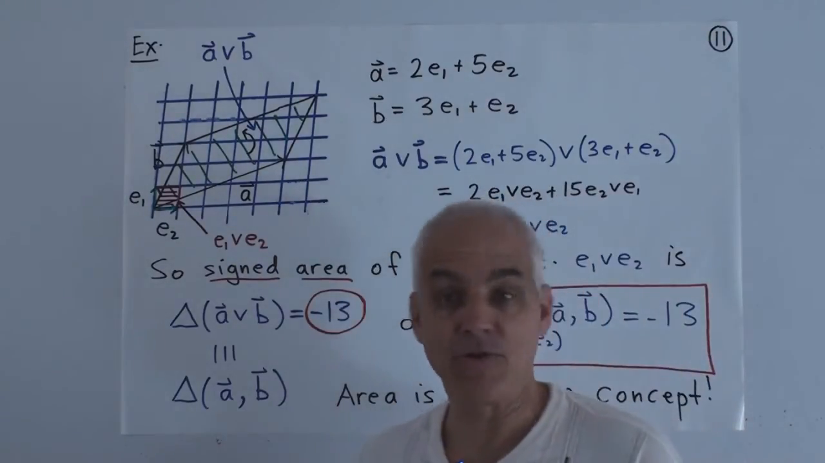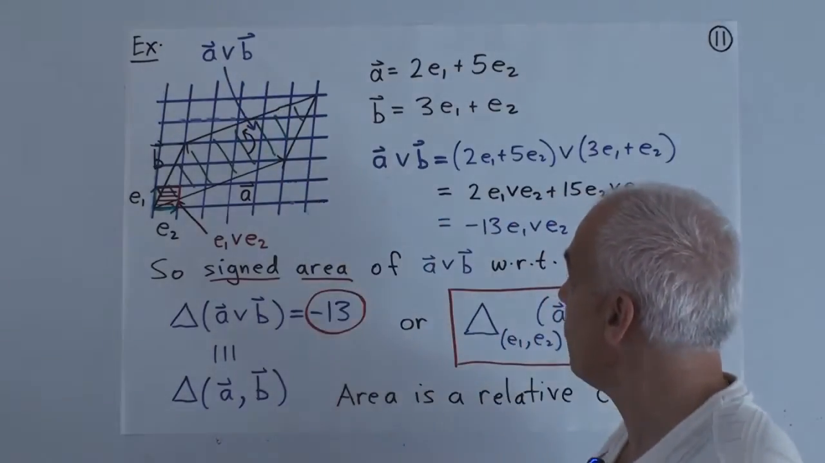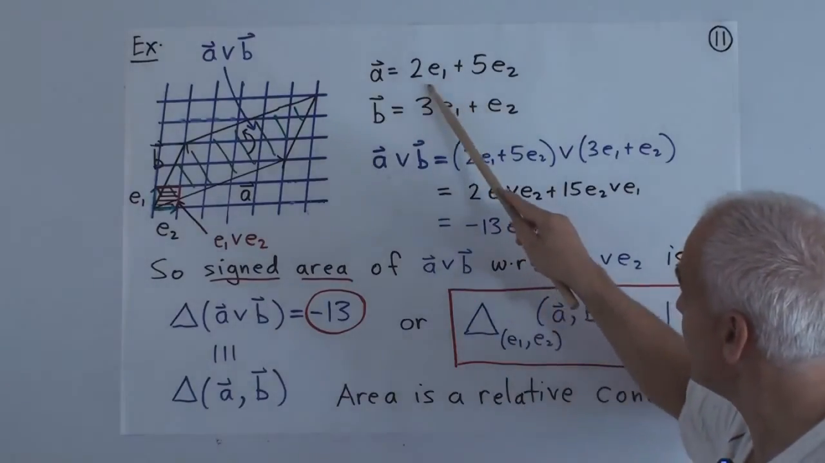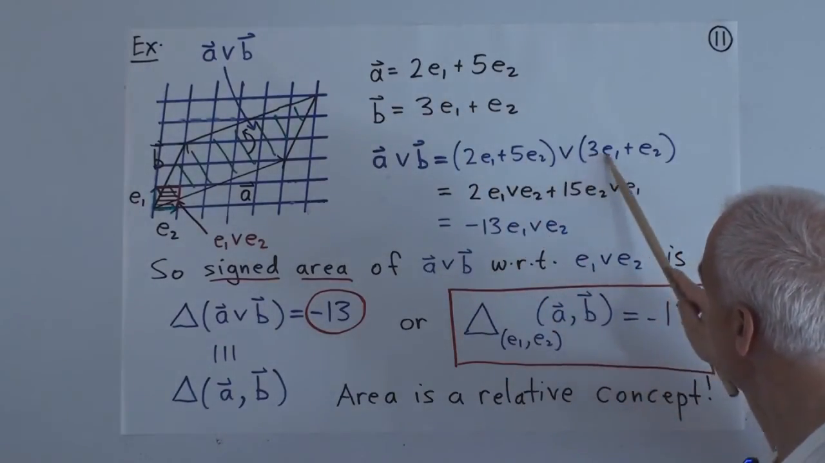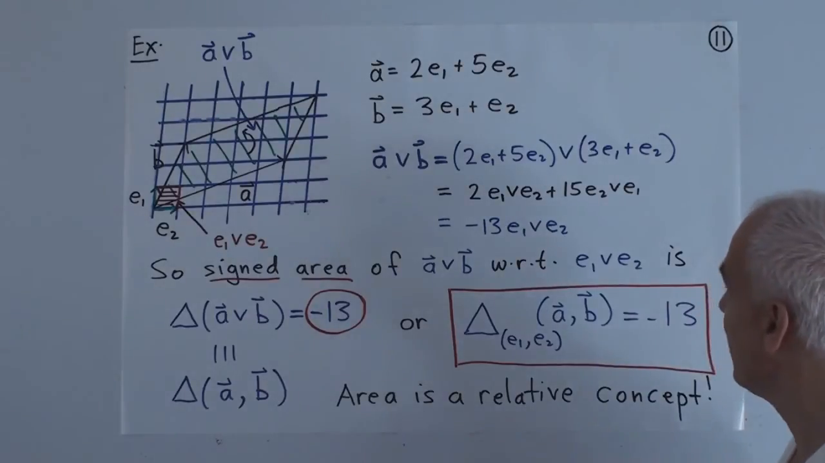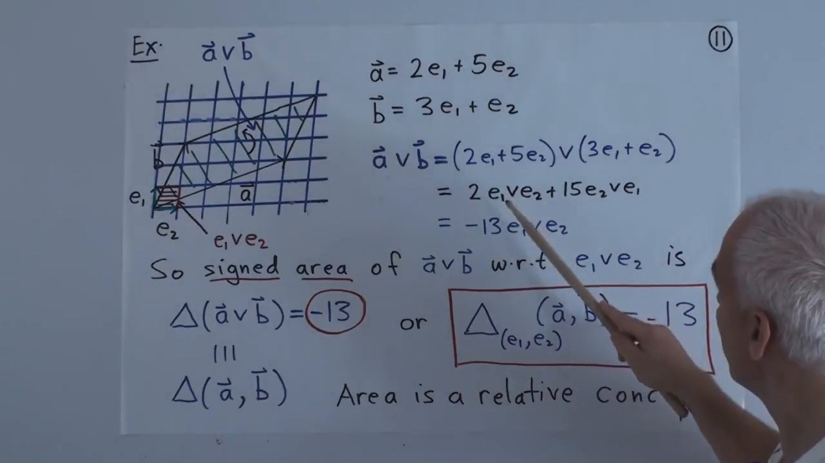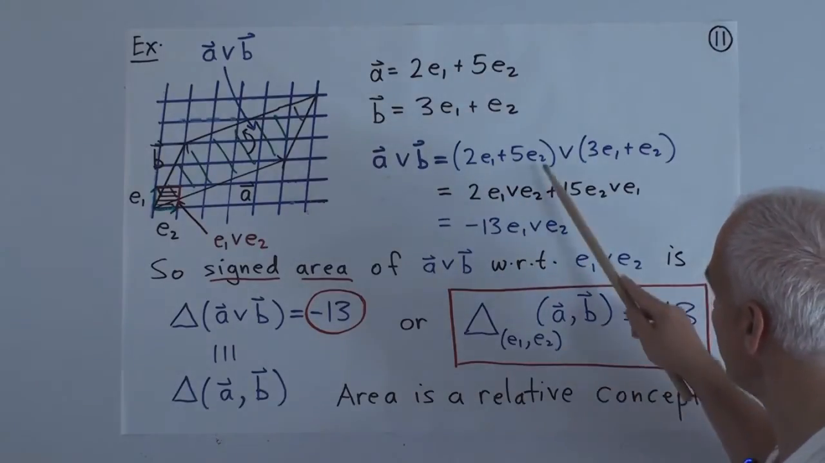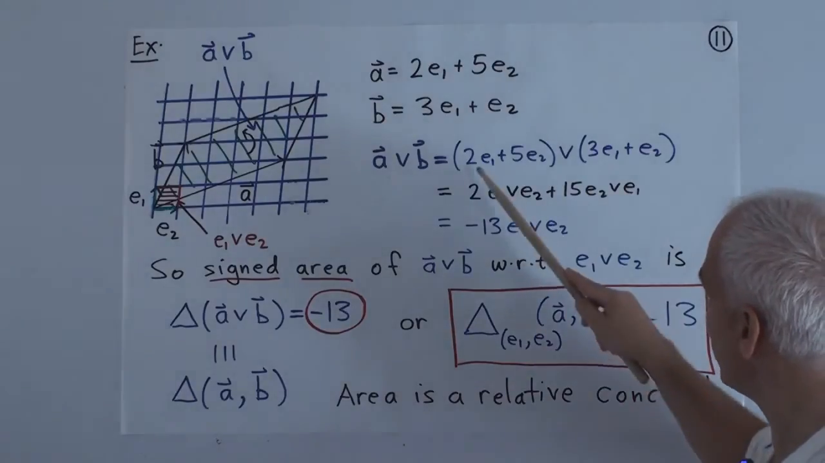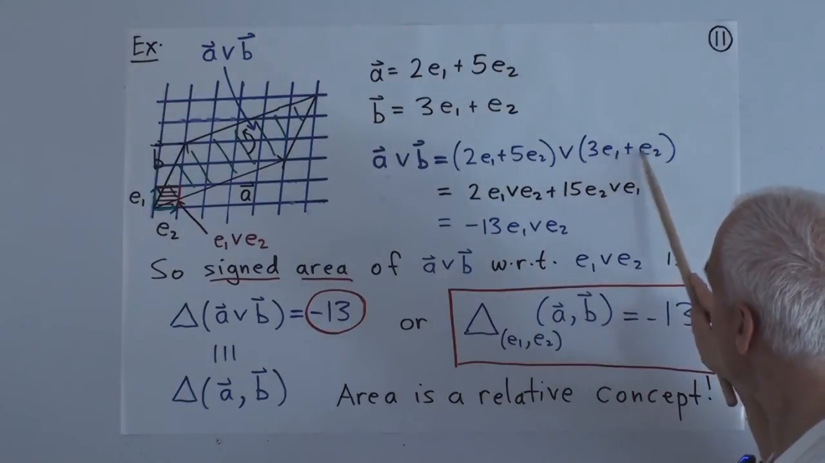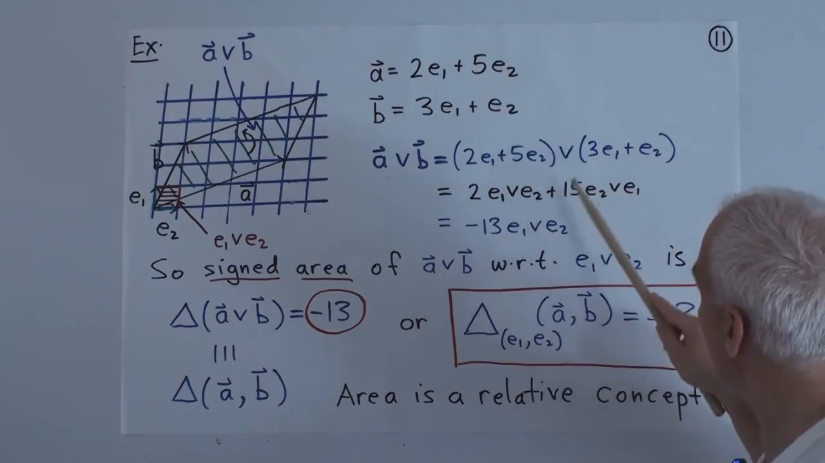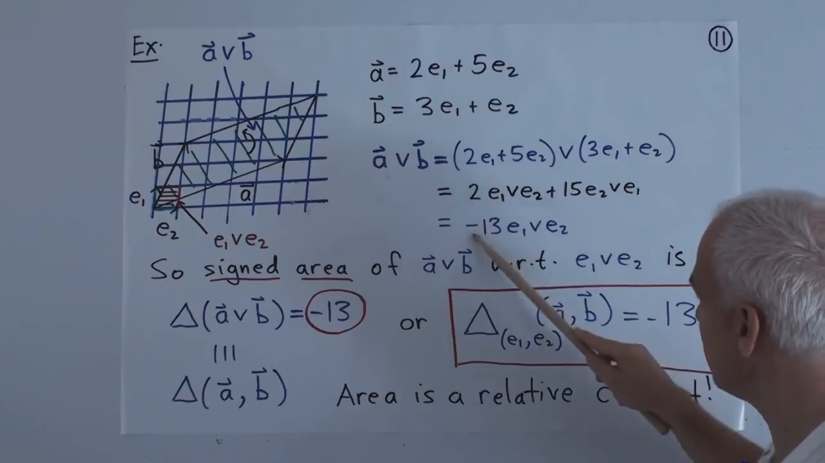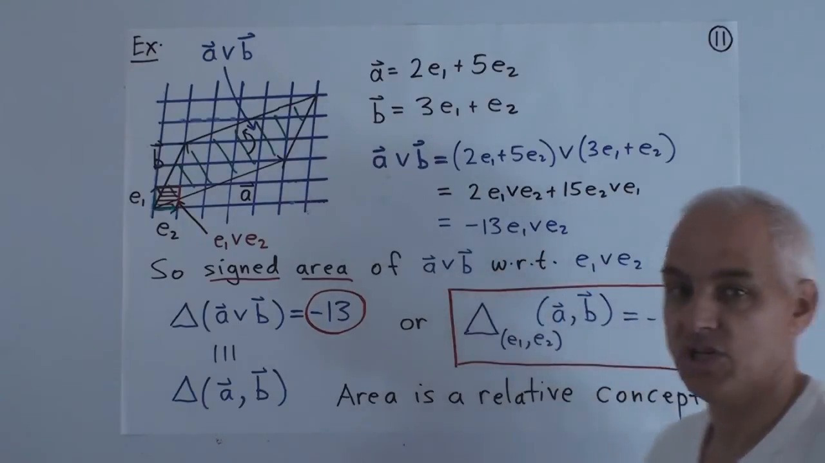And that parallelogram represents the bivector A wedge B. Now algebraically, we can work out what that bivector is by taking this expression and wedging it with this expression. So we get 2 e1 wedge e2. Remember, the e1 wedges disappear, the e2 wedges disappear. So we get 2 e1 wedge e2 plus 5 times 3, that's 15, e2 wedge e1. And we have 2 minus 15 is minus 13, e1 wedge e2.